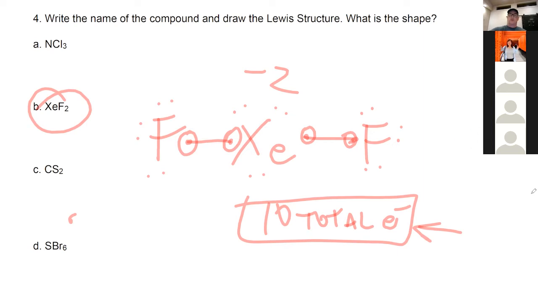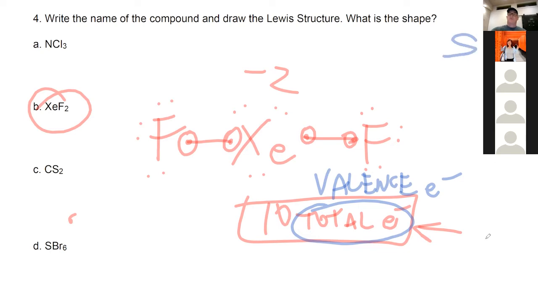How do we calculate charge? Do we use total electrons to calculate charge, or do we use valence electrons? Valence, that's right. So we don't use total electrons, because sometimes sulfur can have 12 electrons and phosphorus has 10 electrons routinely, but they're not charged. So we have to figure out how many valence electrons xenon has. And how do we calculate valence electrons? It's different from total electrons.